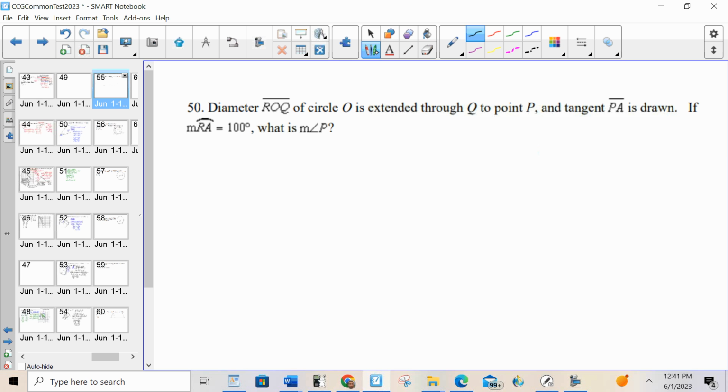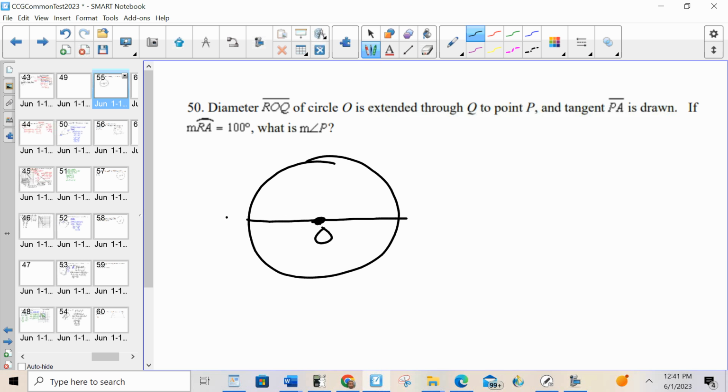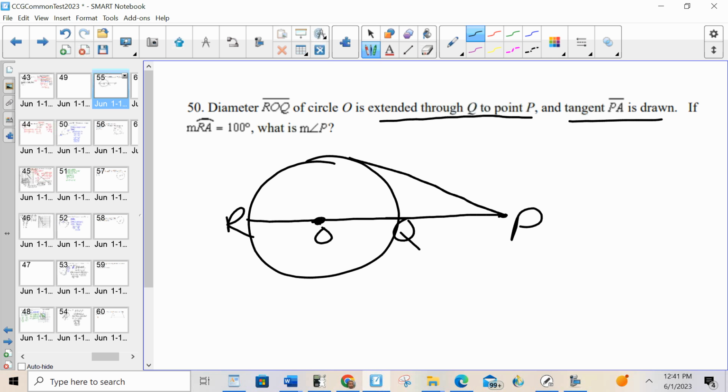Diameter ROQ of a circle. So I'm going to draw a circle nice and big. I'm going to draw a diameter. There's my O. RQ is extended through Q to point P. So it's going through Q to point P. And tangent PA is drawn. So I'm going to draw a tangent, and that's going to be A. There it is. I have my picture.